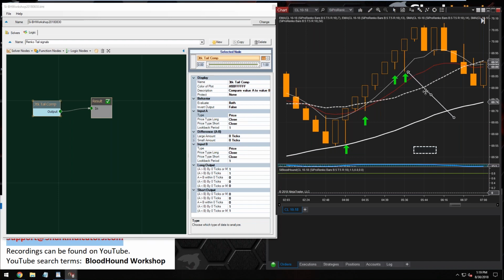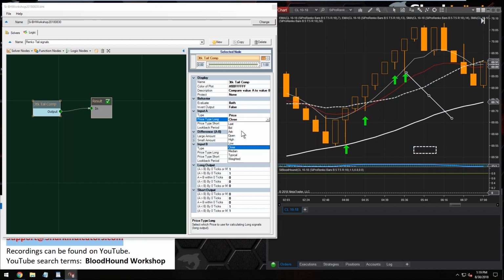Okay, so for these up bars, we're looking at the low. So input A, we'll set that to the low price. And then for the shorts, we're going to be looking at the opposite. We'll be looking at the high price. And we're comparing from the open of the bar, right? So let's set input B to the open price. There you go, open price.